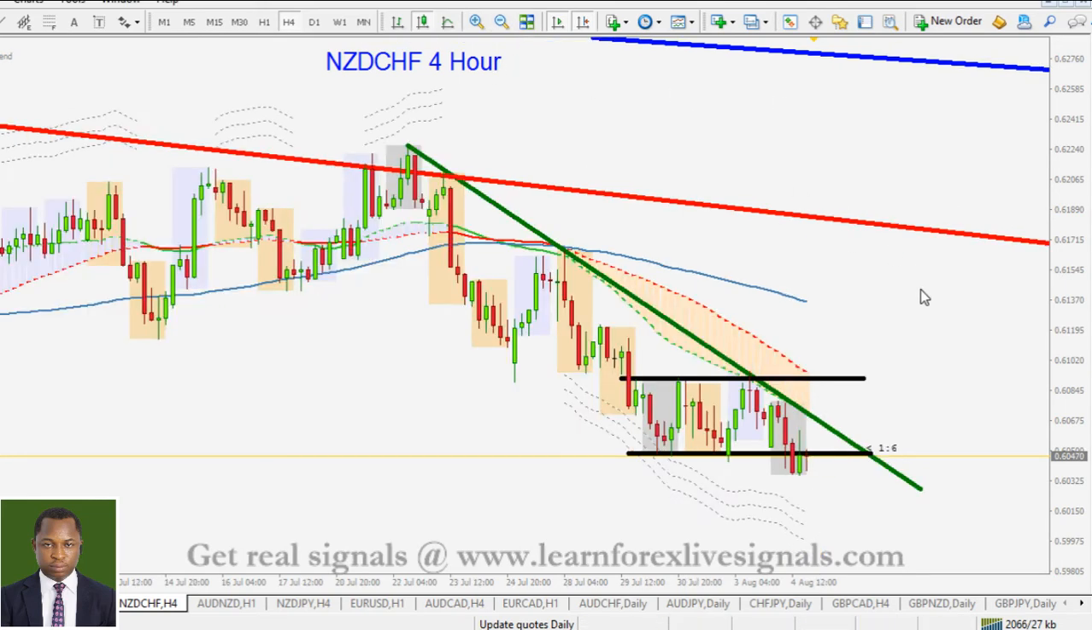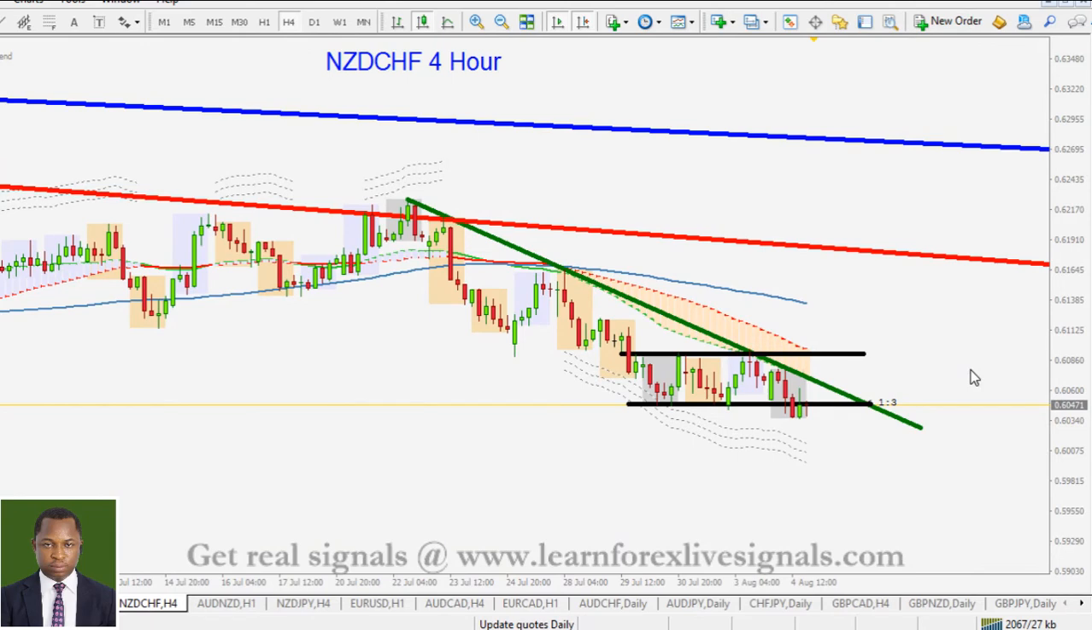We are bearish here, and we'll keep searching for short opportunities only.